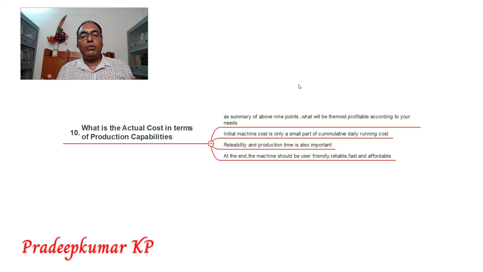So the reliability and production time are also important. Reliability of the machine matters because of downtime, which costs a lot of time, and also faster production time. So faster production is important. At the end, we have to see that the machine should be very user friendly, reliable, fast and affordable. So all these points will help you to decide on a CNC router machine for your particular application.